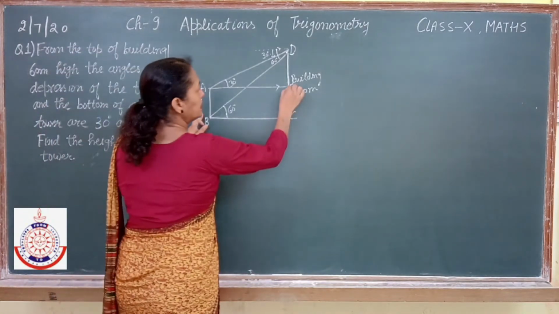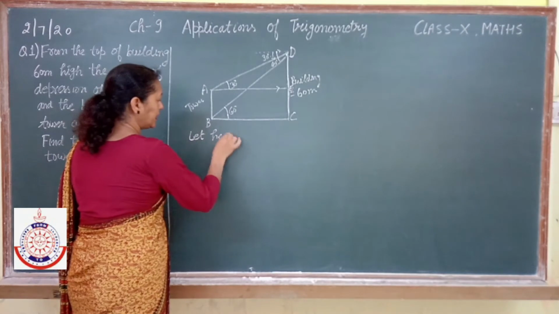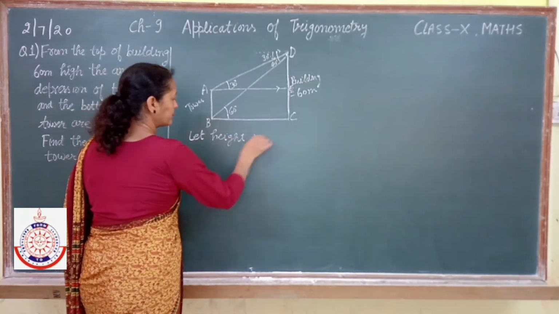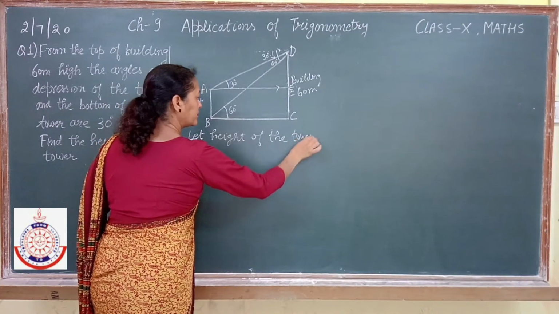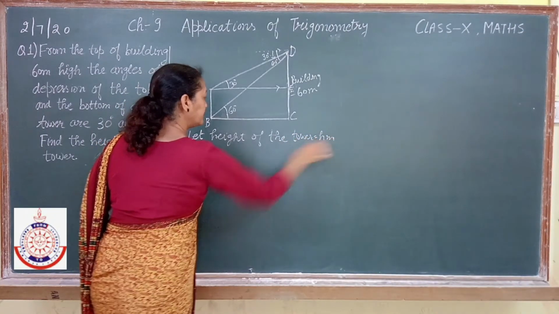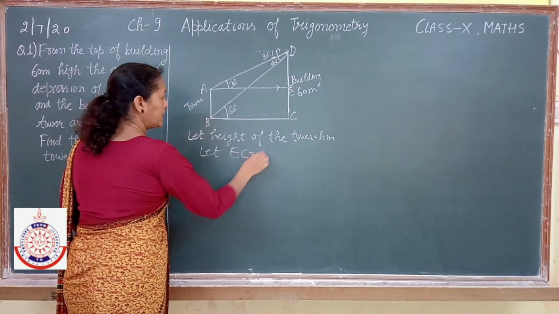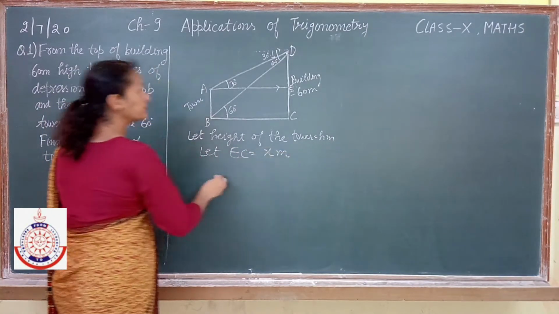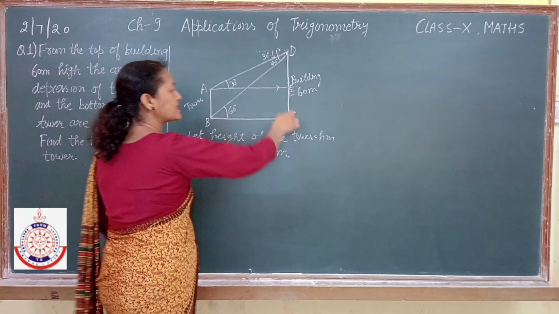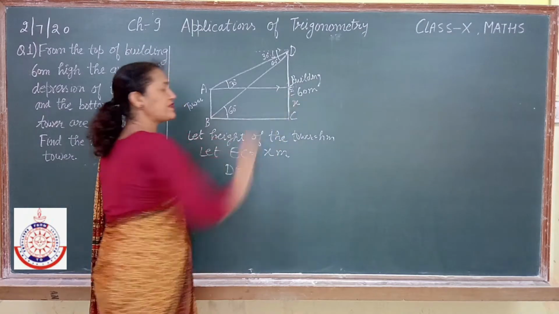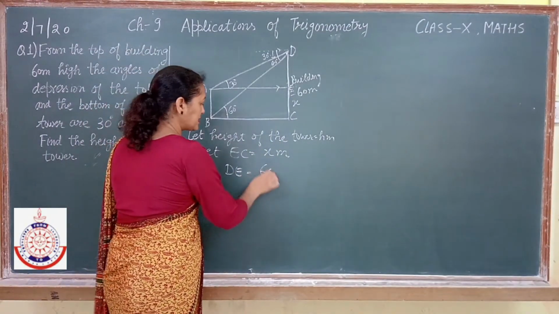Let the height of the tower equal h meters. Let EC equal x meters. Then what will be DE? Total is 60. Out of this, EC we have taken as x. So what are we left with? We are left with 60 minus x.